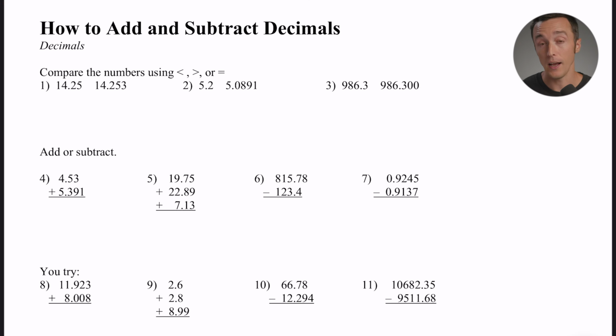So as we dive right in, if you haven't watched my tutorial on how to add and subtract whole numbers, you might want to do that first because this process is very similar. So I'll try to remember to link that video below as well.